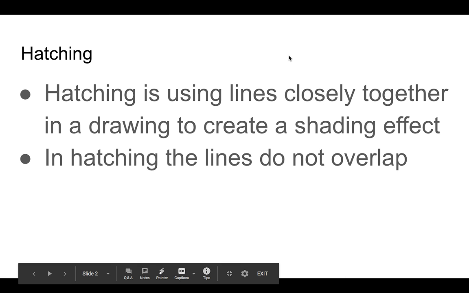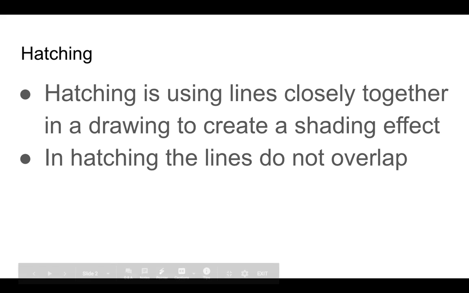So what is hatching? Hatching is using lines closely together in a drawing to create a shading effect. Hatching lines, the lines do not overlap. That's very, very important.